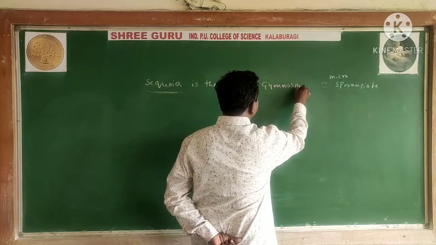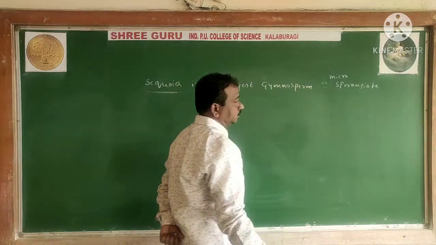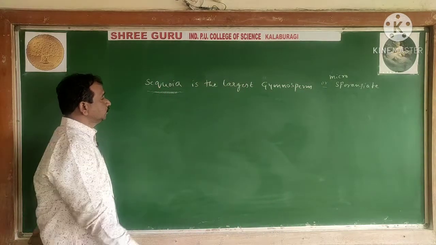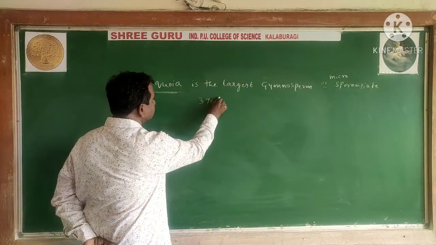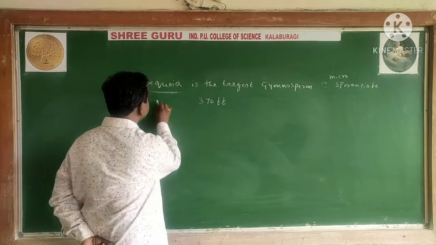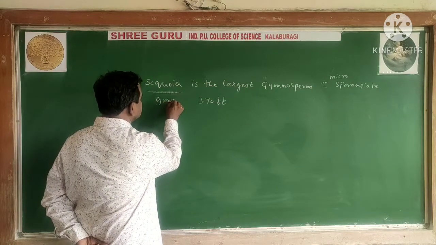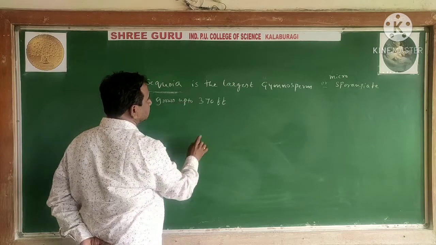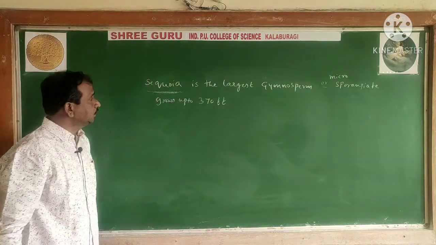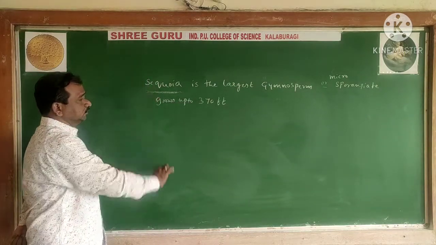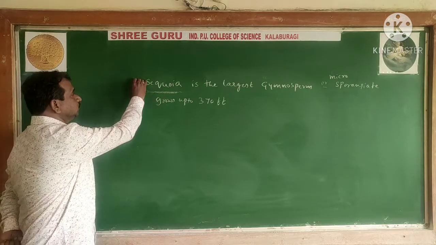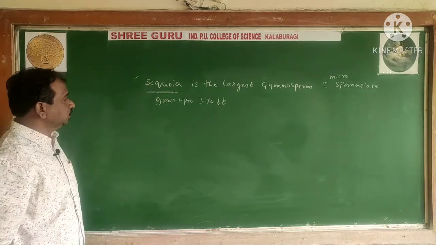Sequoia is the largest gymnosperm, which may grow up to about 370 feet. This is the important thing. Whether a need question or a seed question comes, this is the important thing I am telling you.